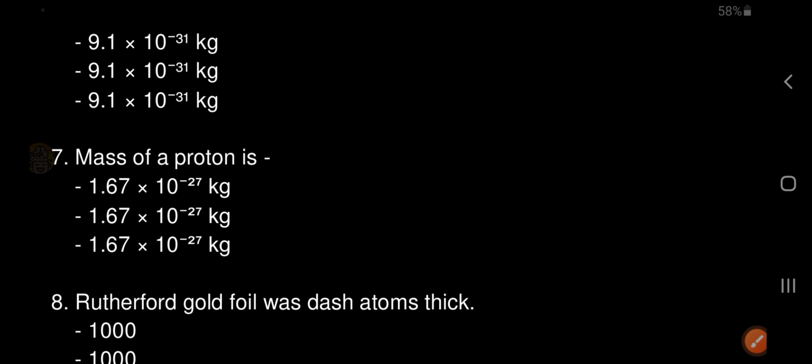Mass of an electron is 9.1 into 10 to the power minus 31 kg. Mass of a proton is 1.67 into 10 to the power minus 27 kg.